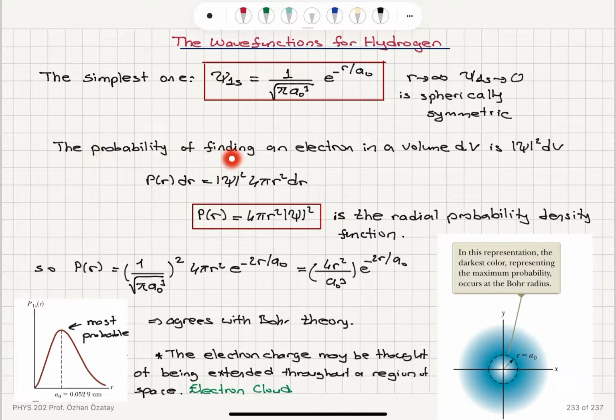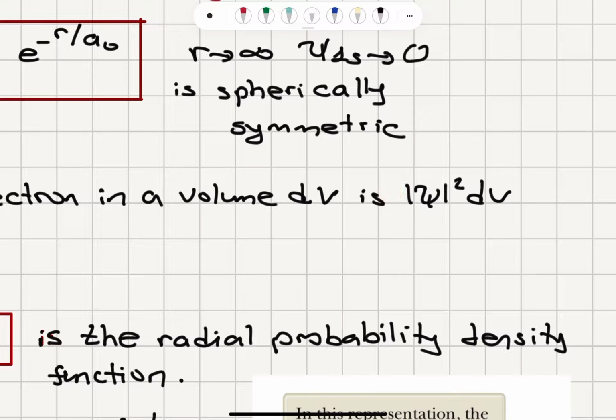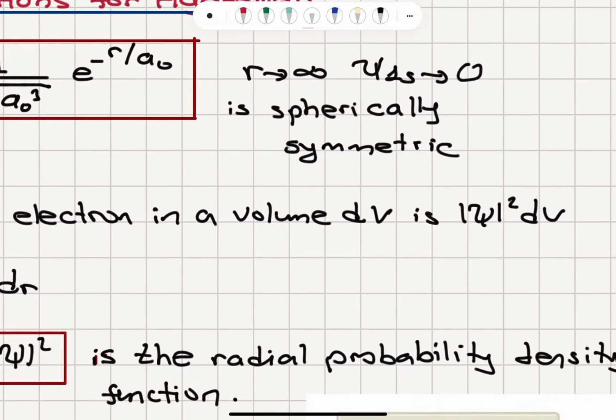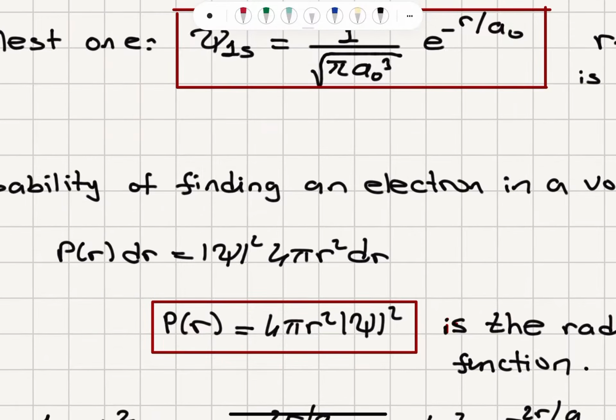Now, the probability of finding an electron in a volume dV would be given by the square of the wave function, psi squared, the probability density function, multiplied by the volume of the region, dV. So psi squared dV is the probability of finding the electron in a volume dV. So if I go to the probability of finding it in a radial distance r to r plus dr, it's the probability density function of r, which is a function of r, times dr. So how do I obtain this?